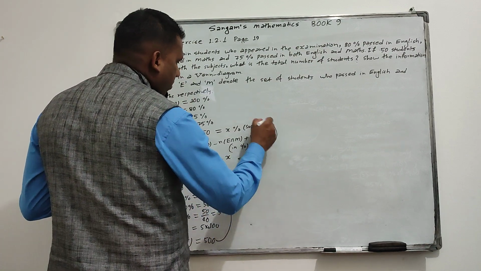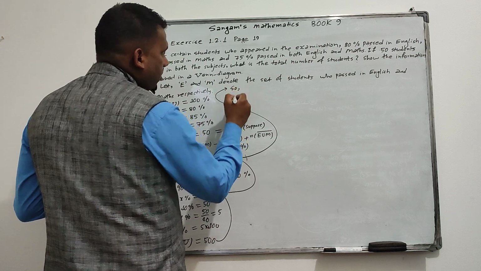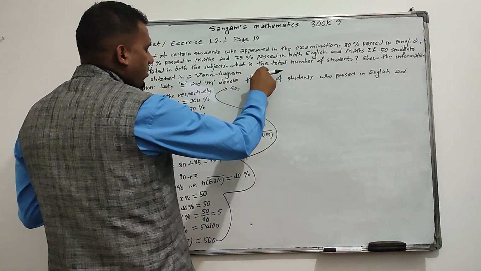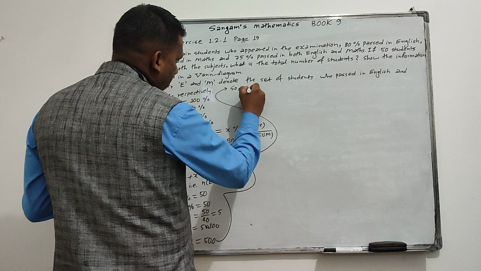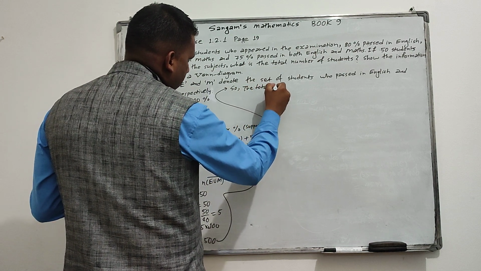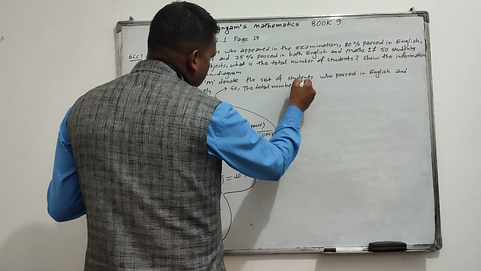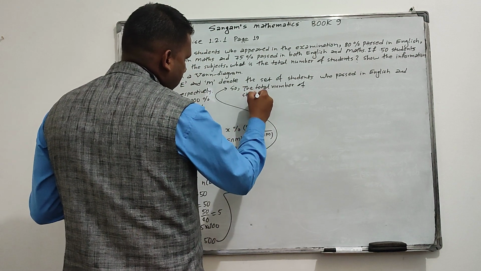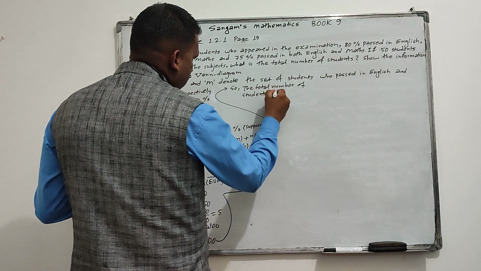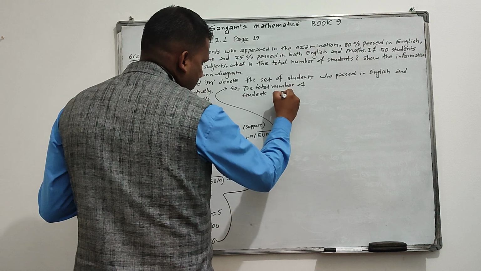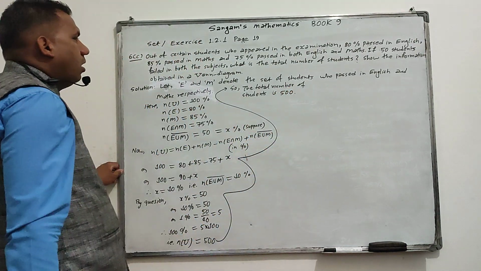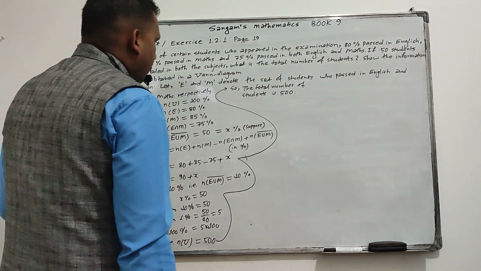So you can write: what is the total number of students? So the total number of students is 500. Then show the information in your Venn diagram.